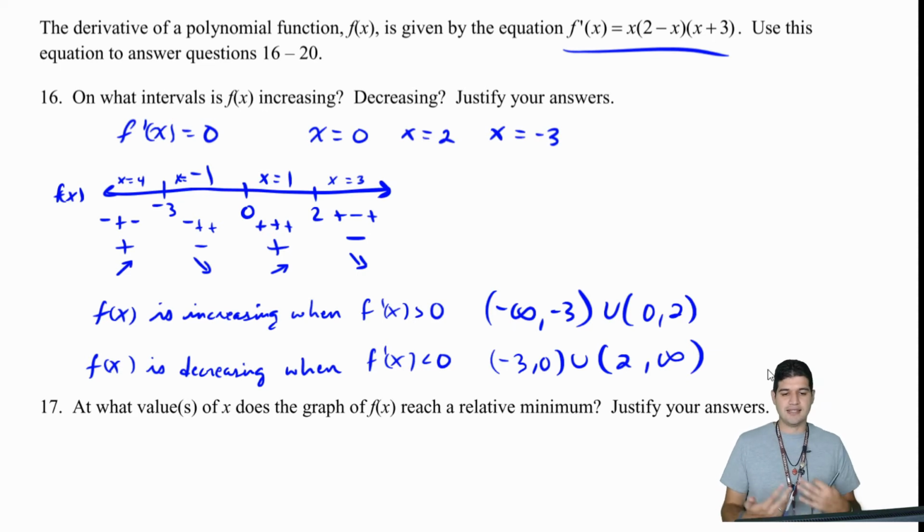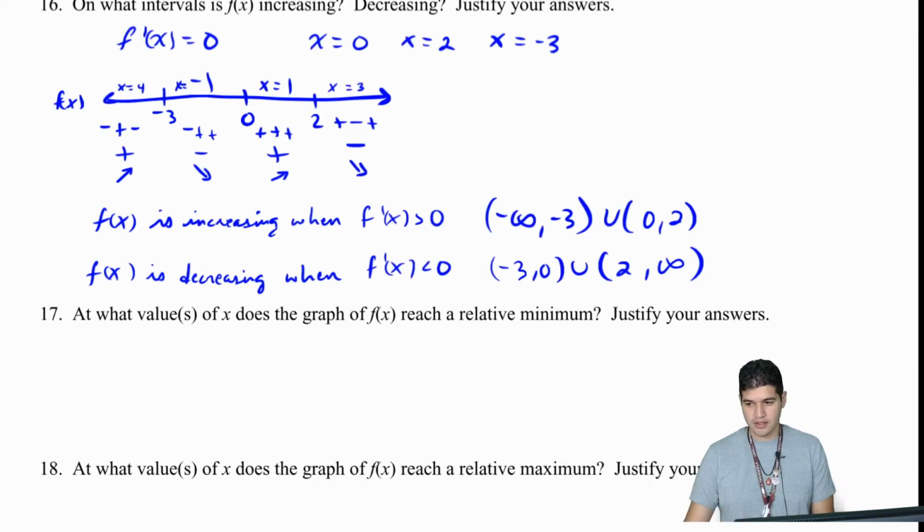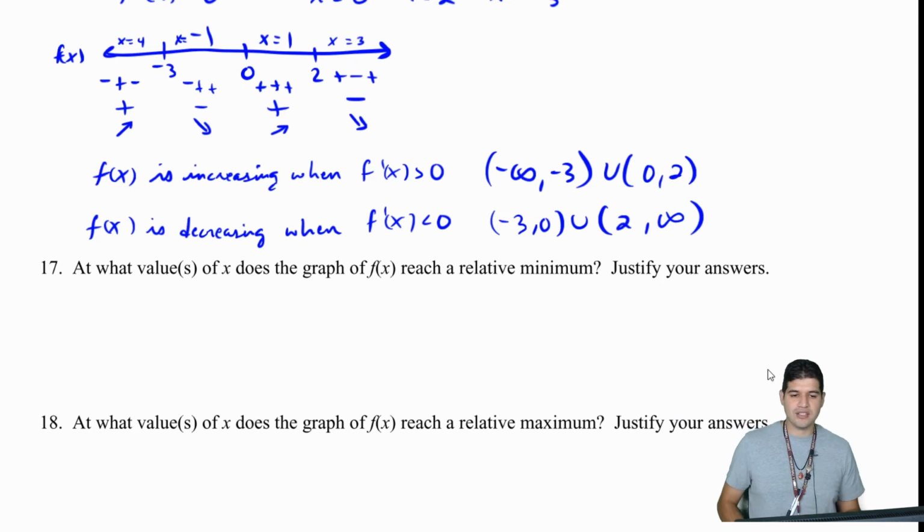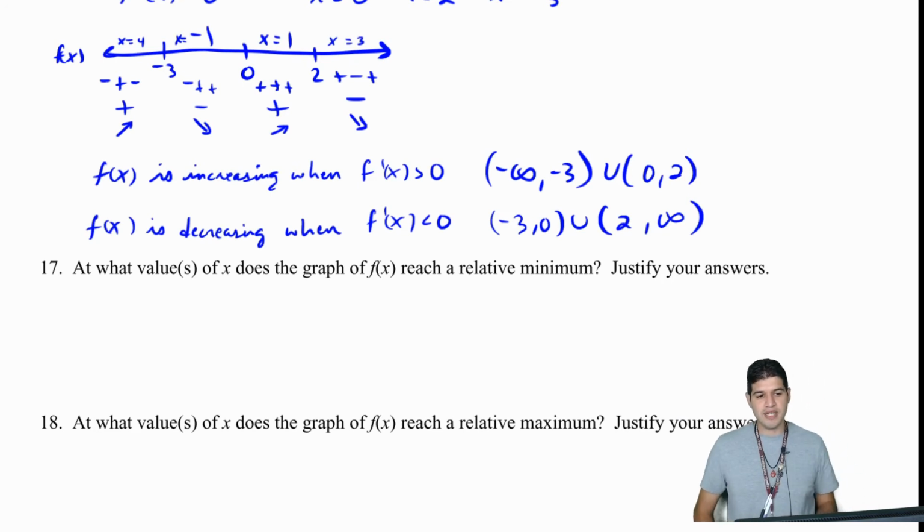We also have to say it's decreasing when f prime is less than 0. We need to make those statements. That sign chart isn't enough without writing that. So moving on from here, what values of x does the graph reach a relative minimum?